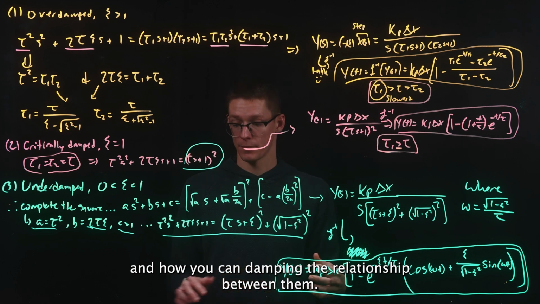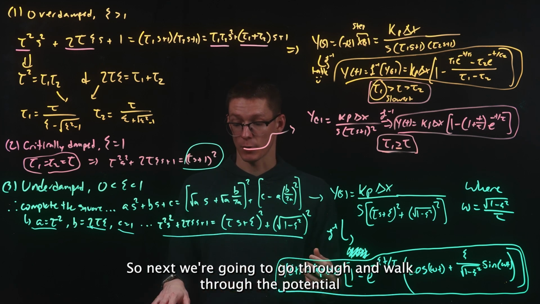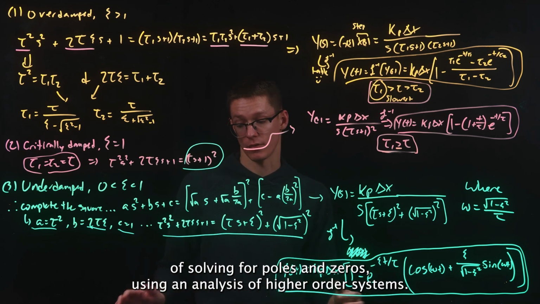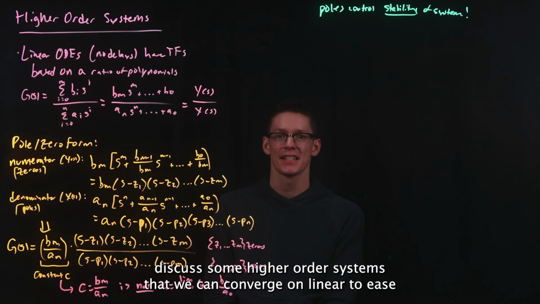So next, we're going to walk through the potential of solving for poles and zeros using an analysis of higher order systems. Let's discuss some higher order systems that we can converge on.